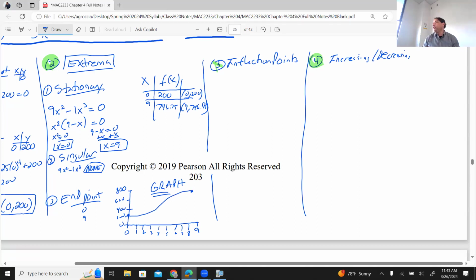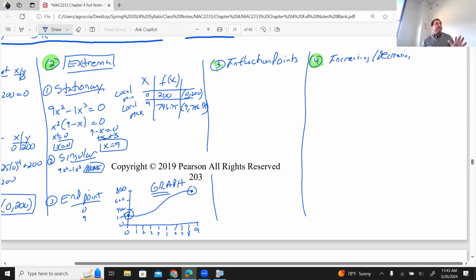Okay, and we have those 2 points. Once we have those 2 points, I can now look at them and say, is it a max or a min? So call out loud, is 0, 200 a max or a min? That is going to be a local min. Why is it a min? Because you got to walk down to it. And then at 9, 746.75, what do we have there? That's a local max.